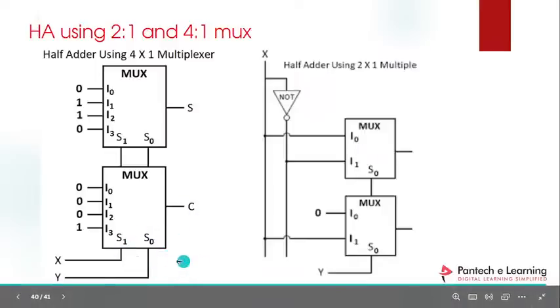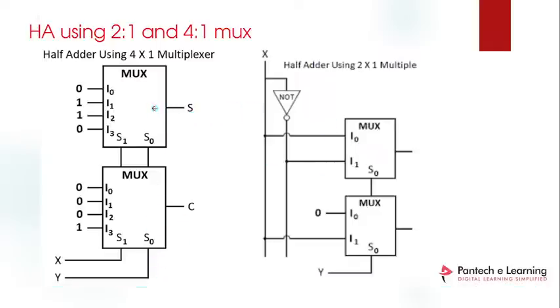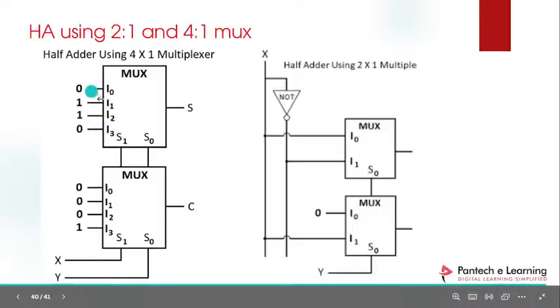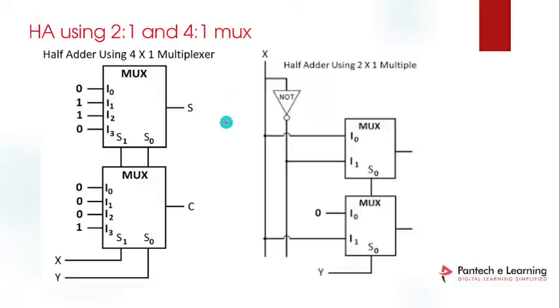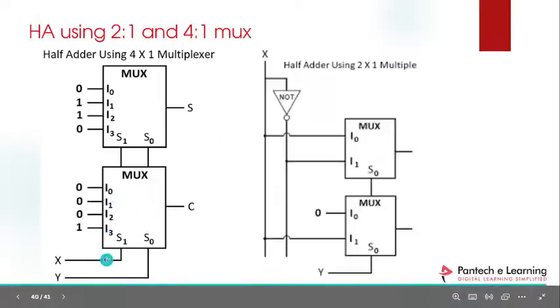If we give the input 0 0, the sum will be 0. First we see the 4x1 mux of the sum operation. 0 0 means it will choose this line, because this line has 0 0, this line has 0 1, this line has 1 0, this line has 1 1. If you give 0 0, it will choose this line 0 only, sum will be 0. In this mux, if you give 0 0, it will choose this 0 line only.